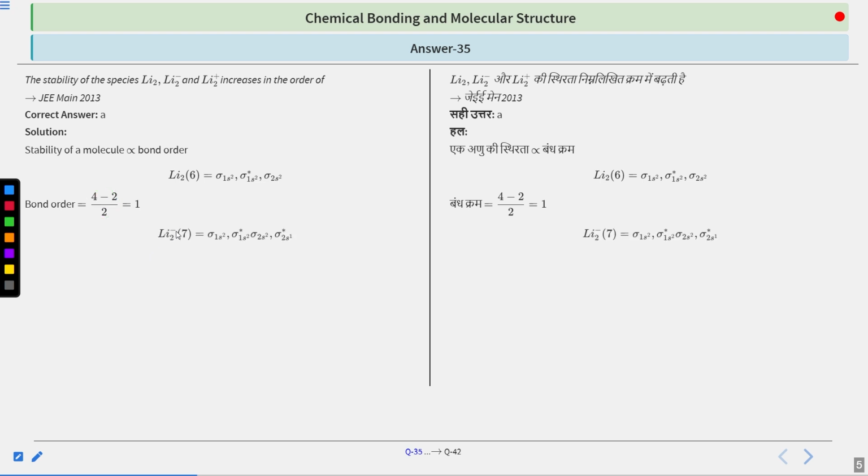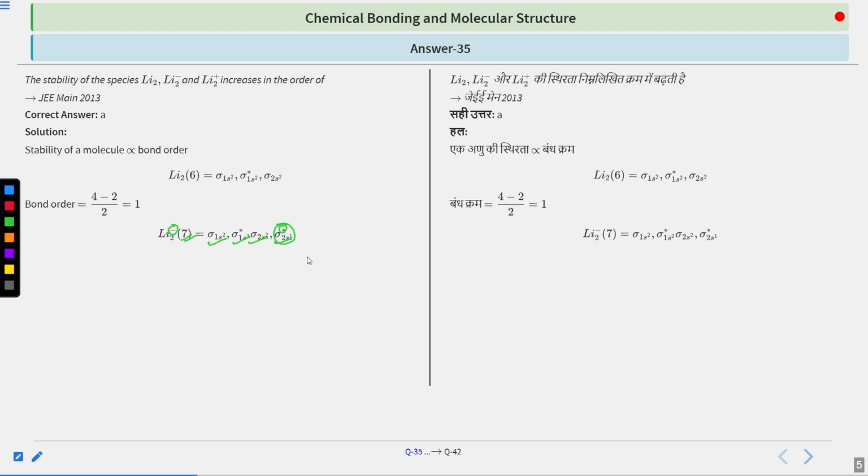The next molecule is Li2 minus. How many total electrons will be there? In one Li we have 3, so in two Li we will have 6, plus 1 for the negative charge, that is 7. Now the electronic configuration will be sigma 1s2, sigma star 1s2, sigma 2s2, and sigma star 2s1. So this extra electron is going to the 2s star of sigma, which has a star here.